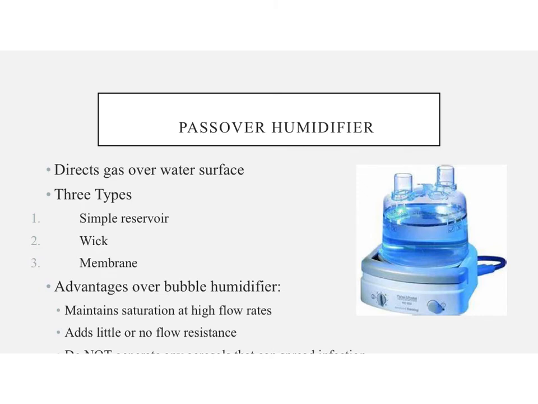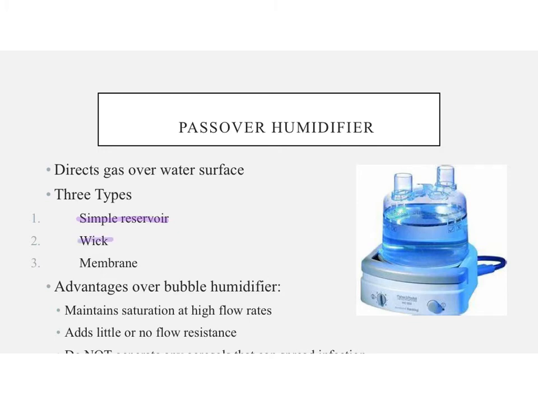The pass-over humidifier directs gas over the surface of the water. And there are three types. You have the simple reservoir, and you're typically going to see that on CPAP machines and vents. So it's like the name says, the gas simply passes over the water chamber to pick up heat and humidity.